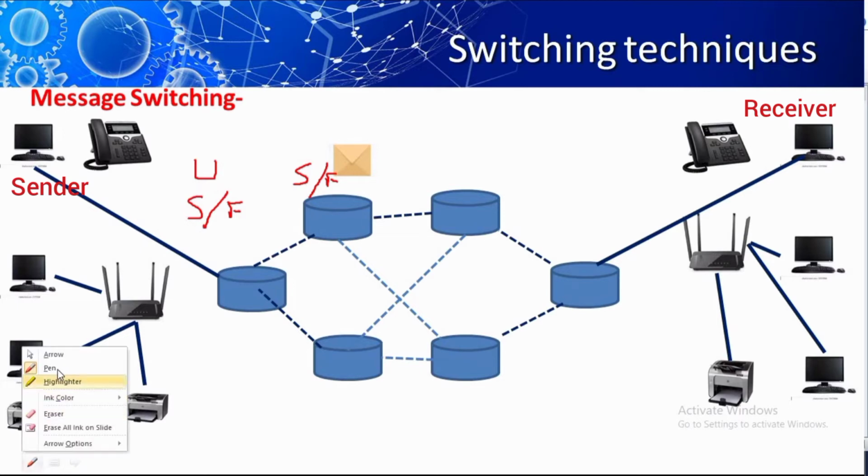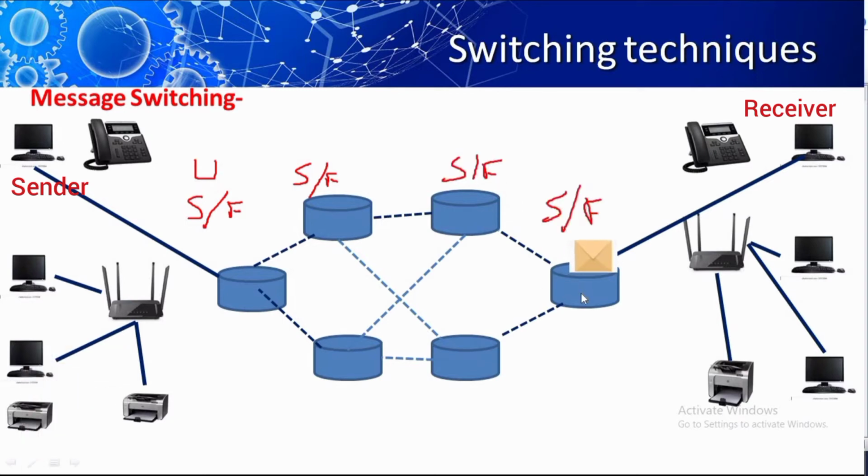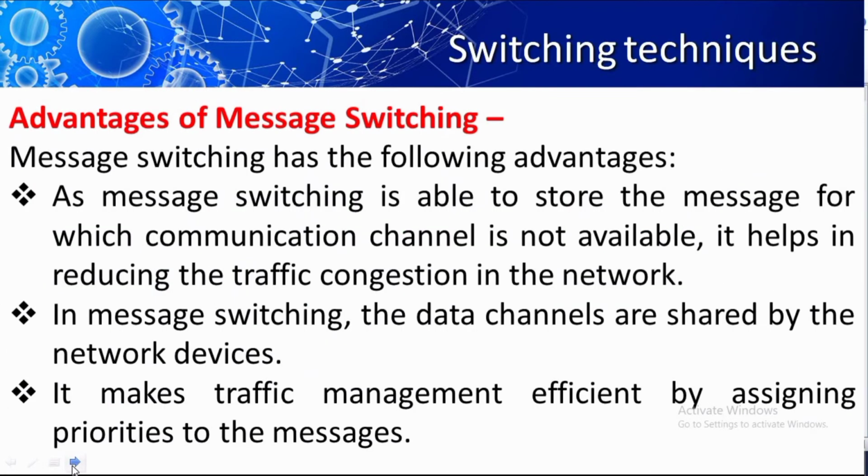In message switching, the complete dedicated path is not established. It will be decided by the intermediary node dynamically. Message is reached to the receiver. In message switching, a dedicated path is not established. Hence, it will reduce the traffic congestion.